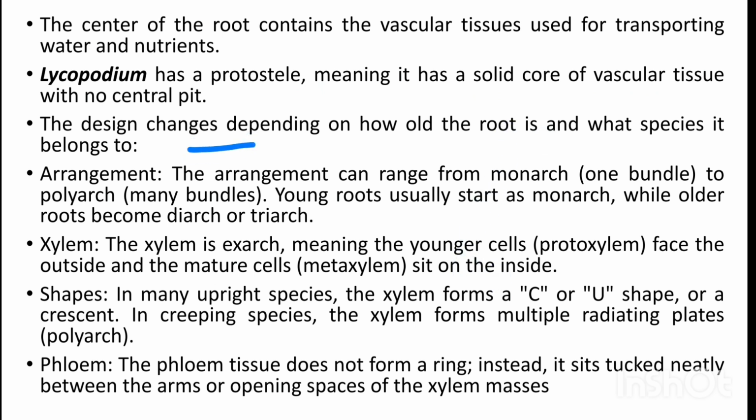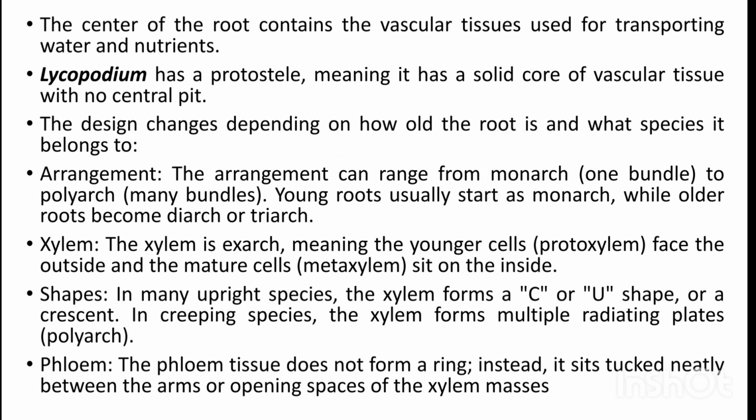The design changes depending on how old the root is and what species it belongs to. Generally the arrangement is monarch, that means one vascular bundle is present, but sometimes many vascular bundles are present. That condition is called polyarch. Young roots usually start as monarch, with a single vascular bundle, while older roots become diarch, sometimes tetrarch, sometimes more than that, pentarch, hexarch.